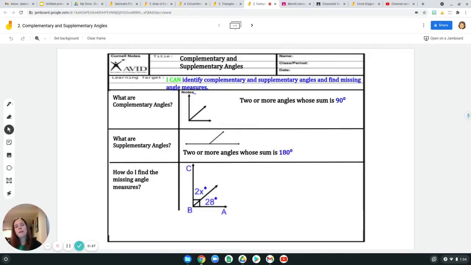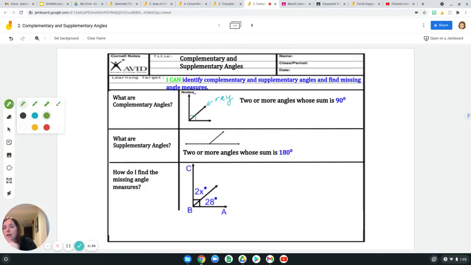All right, so complementary angles. What are complementary angles? Two or more angles whose sum is 90 degrees. So I have a picture here of a 90-degree angle. And I know it's a 90-degree angle because it has that box in the corner there. All right. And what has happened here is something called a ray has bisected that 90-degree angle into two angles.